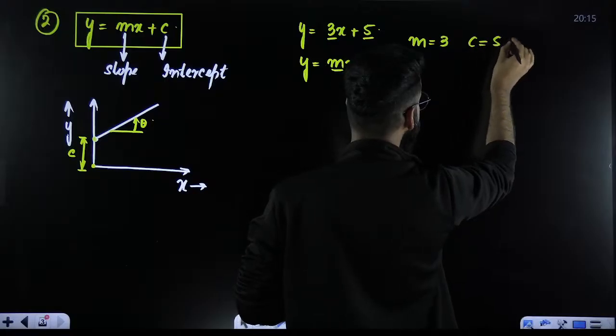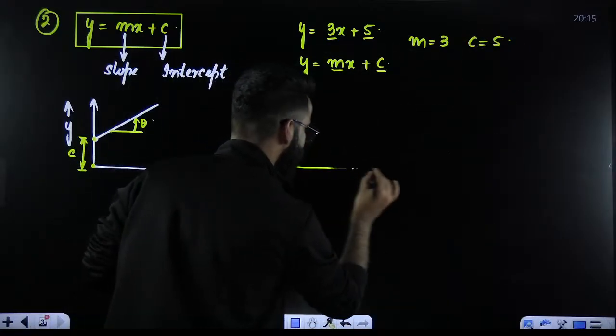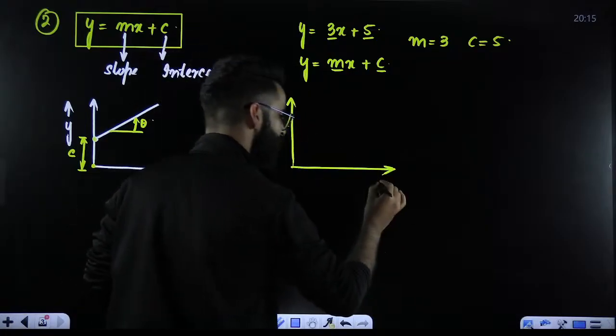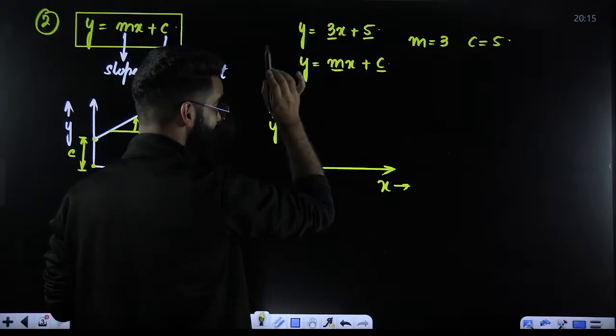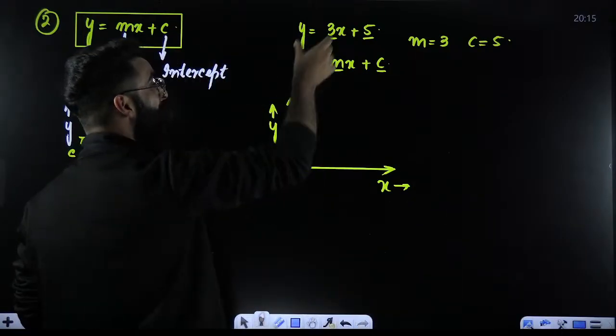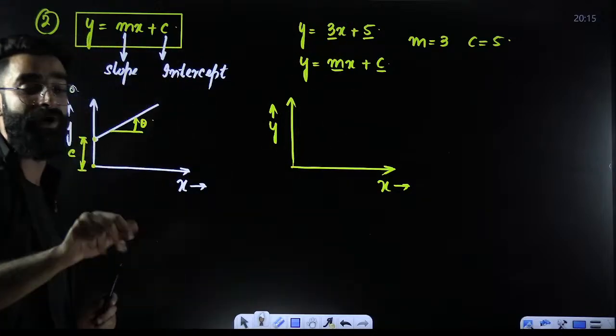C value over here is 5, right? For example, I want to plot a graph between y and x for the equation y is equal to 3x plus 5. Since we already got to know y is equal to 3x plus 5, it is resembling your y is equal to mx plus c.